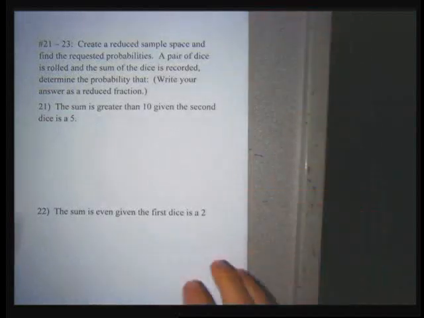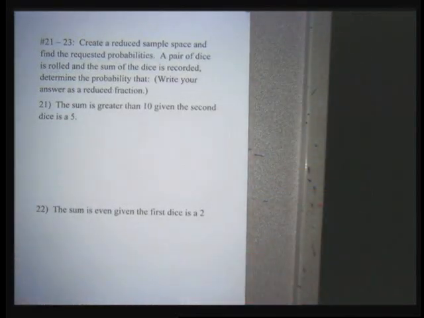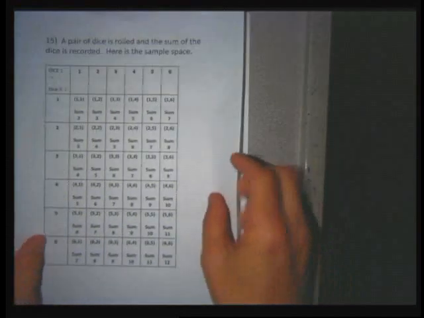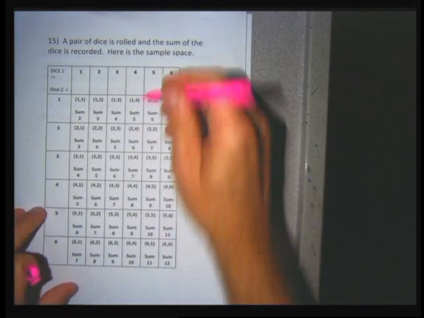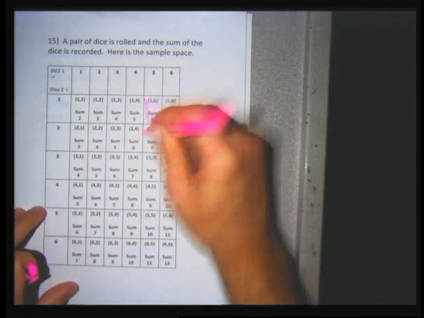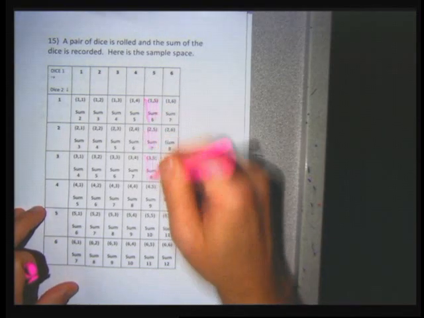Create a reduced sample space. So this is a conditional probability question, and on the test I should give you the pair of dice blanks, the complete sample space, so you can create a reduced sample space. So what's the probability when I roll 2 dice that the sum is greater than 10, given the second dice is a 5? So I need to go through the initial sample space and mark out all the ones that have the second dice being a 5. That's going to be my reduced sample space.